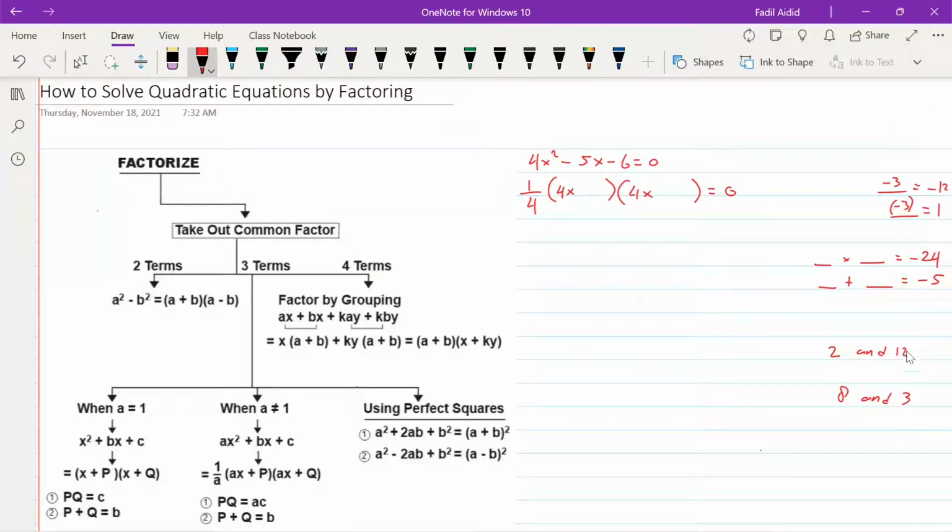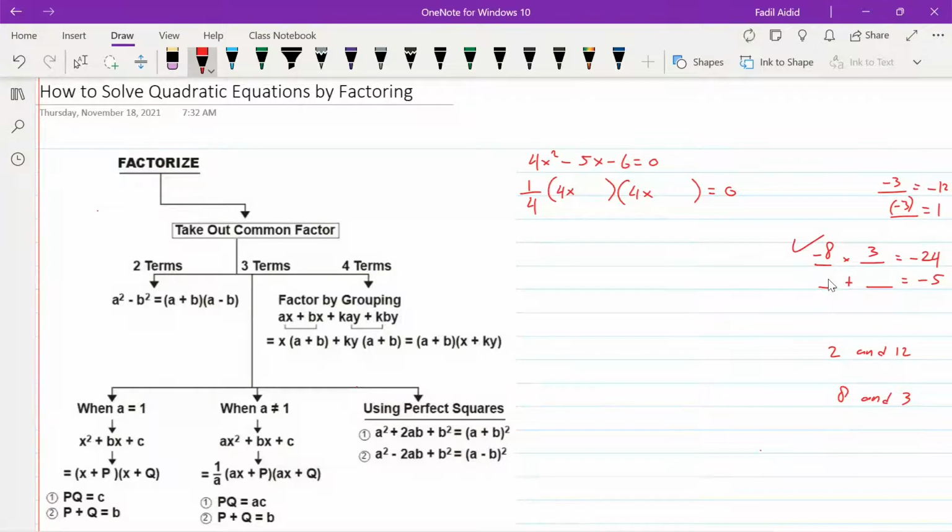8 minus 3, the difference is 5, so it might work. But you need to put minus on one of the numbers, either 8 or 3. Which one? Because when you add, it must equal negative 5, so you need to put minus on the larger number. The largest number is 8, so you put minus here. So minus 8 and then positive 3.